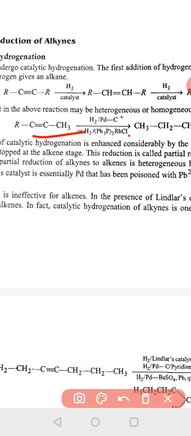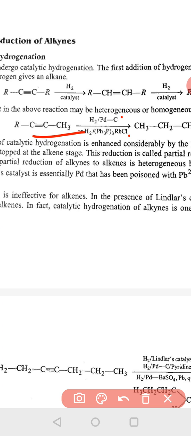The utility of catalytic hydrogenation is that we can stop the reaction at the first step only and produce alkene as the product. This reduction is called partial reduction of alkyne. The best method to carry out the partial reduction of alkyne to alkene is heterogeneous hydrogenation using Lindlar's catalyst. Now, what is a Lindlar's catalyst?